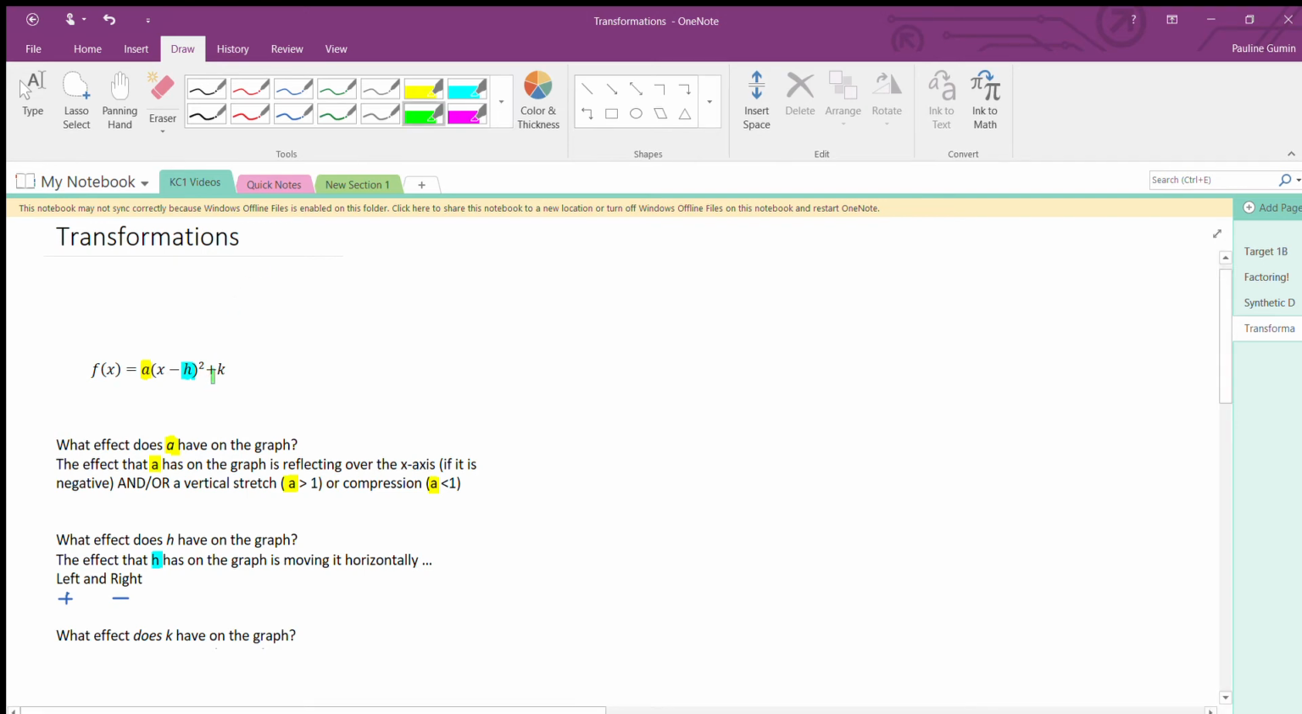Lastly, we have k. What effect does k have on the graph? Well, k moves it vertically, up and down. Oh, I didn't color the h in the question. Shame on me. Luckily for us, k is pretty straightforward. Down is minus, up is plus. It's only the left and right that are kind of backwards.